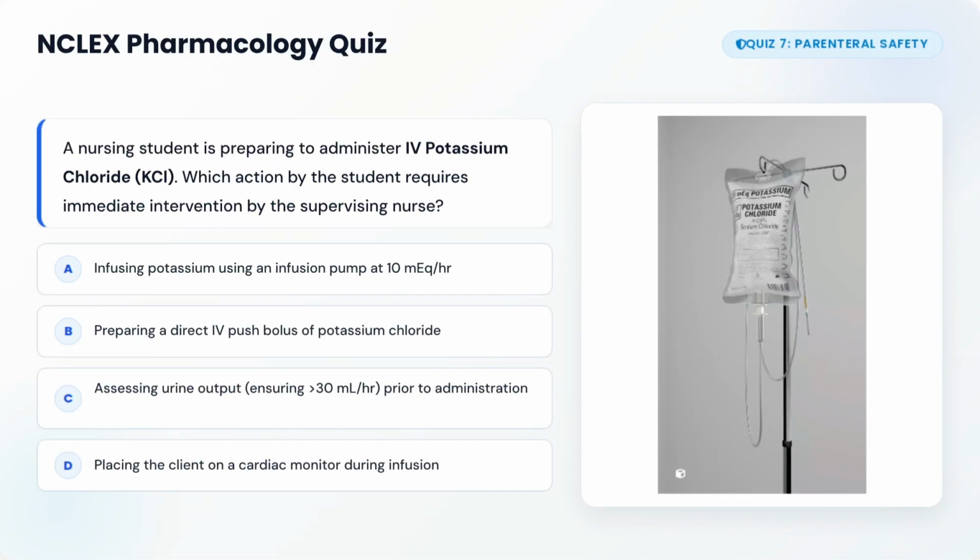Finally, parenteral safety. A nursing student is preparing to administer IV potassium chloride. Which action by the student requires immediate intervention by the supervising nurse? A. Infusing potassium using an infusion pump at 10 mEq per hour. B. Preparing a direct IV push bolus of potassium chloride. C. Assessing urine output, ensuring greater than 30 milliliters per hour prior to administration. D. Placing the client on a cardiac monitor during infusion.